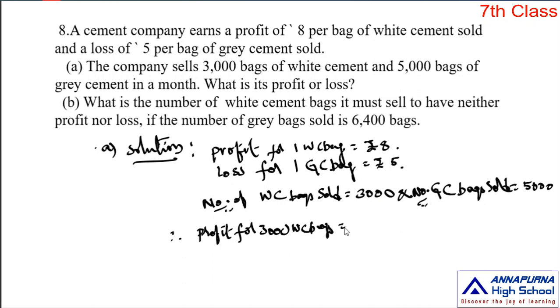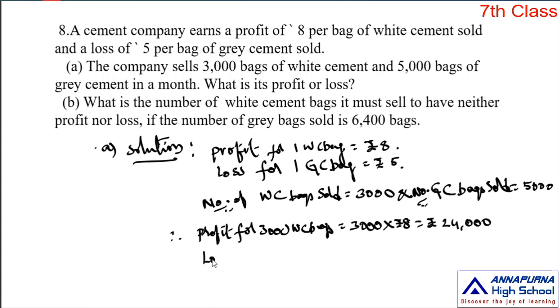How much do you find? 3000 into profit for one white cement bag, 8 rupees, which is equal to 24,000 rupees is the profit for white cement. And what about the loss?